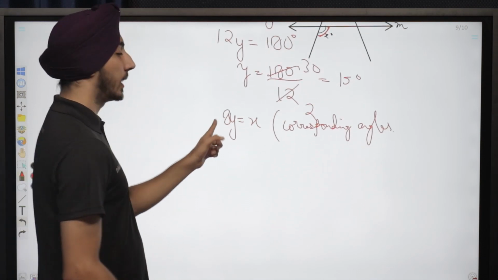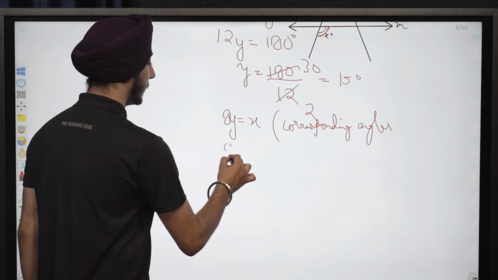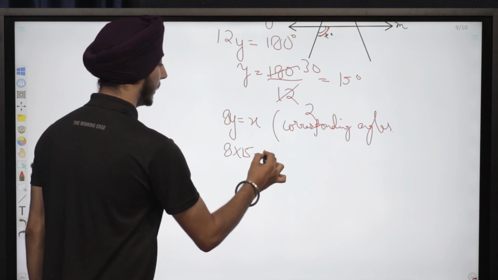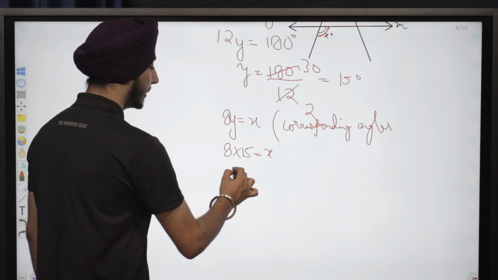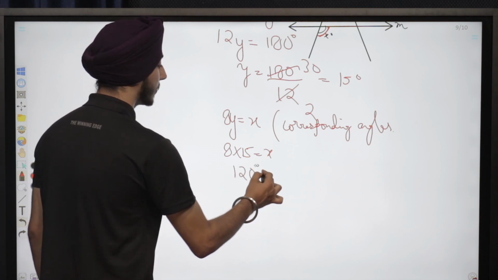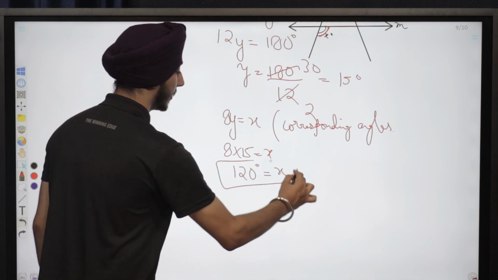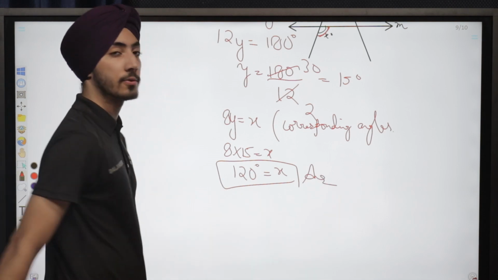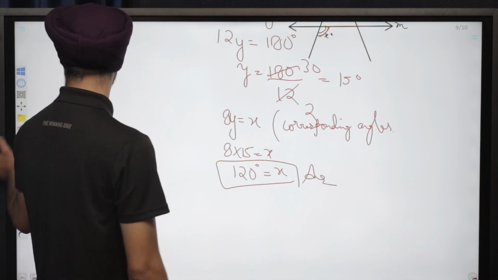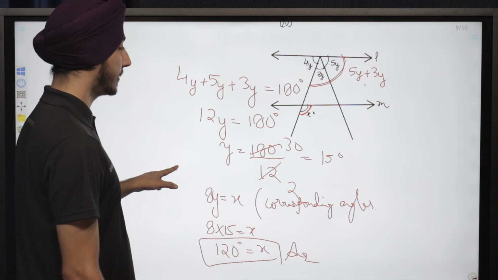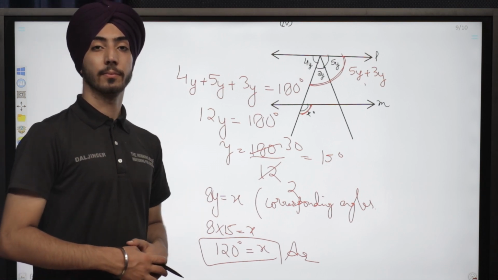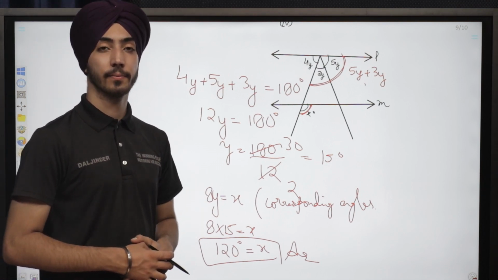Now 8 into 15 equals x, 8 into 15 is 120 degrees. So 120 degrees is your answer for x. Very, very simple question. I hope no one has any doubt here. Let's just quickly let you see the figure again. Yes. Now let's proceed to the next question.